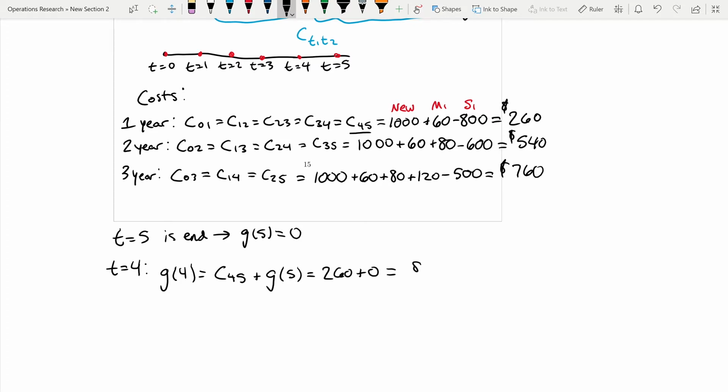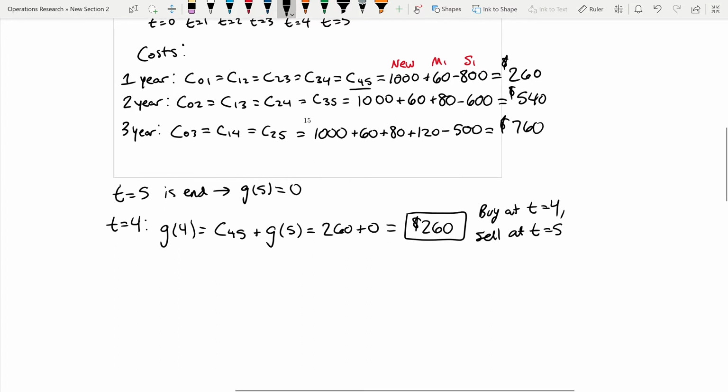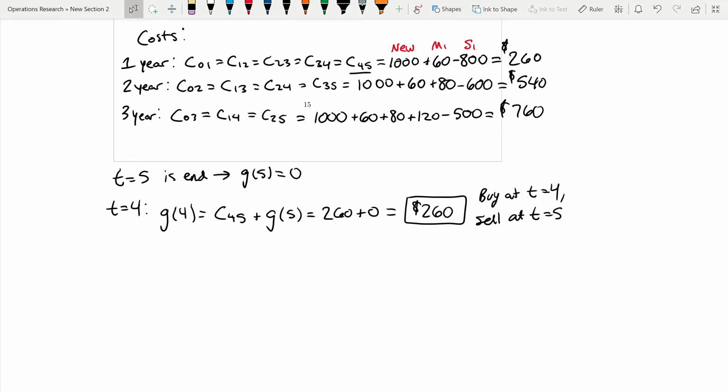So we're looking at $260 for our G4 function here, which is saying that if we buy at time 4, we should sell at time 5, which is pretty self-explanatory because that's our only option at the point time 4. But now we can go back to time 3 now that we have our G4 function here.